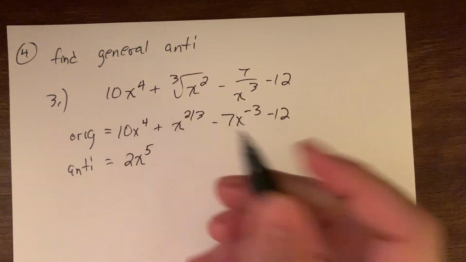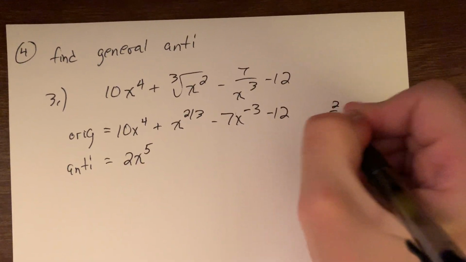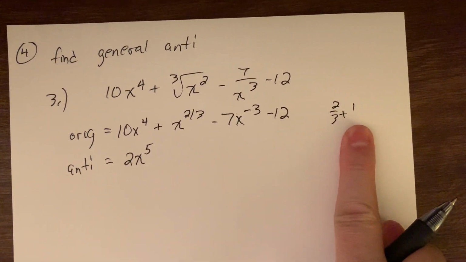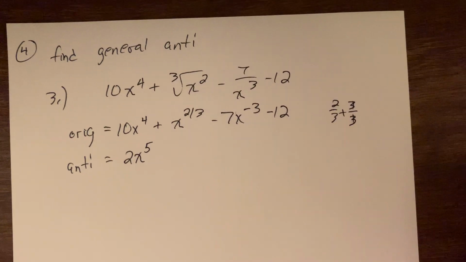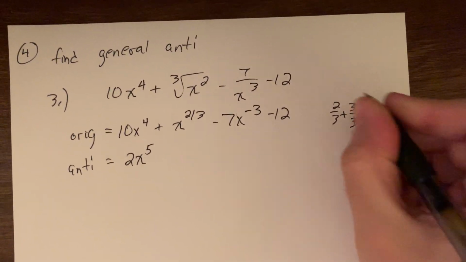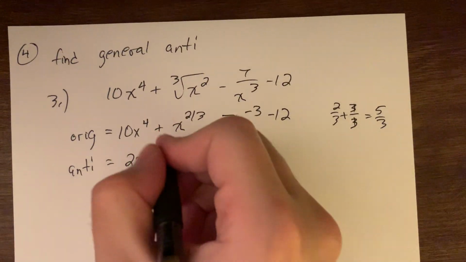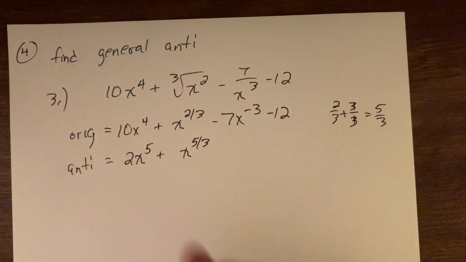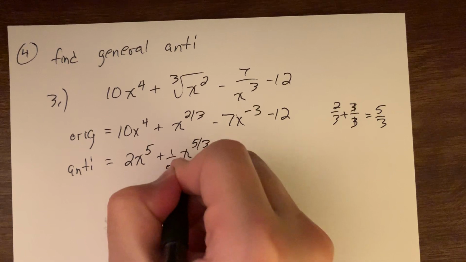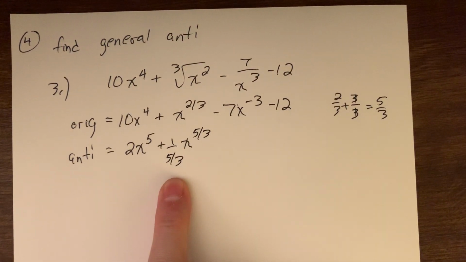Here, just because this is a fractional exponent, so what? Now you're adding 1. 1 is 1 over 1. Common denominator, that'll be a 3 over 3. So I'll get 2 plus 3 over 3, 5/3. So I'll get x to the 5/3 power, and I get 1 over 5/3 out in front.